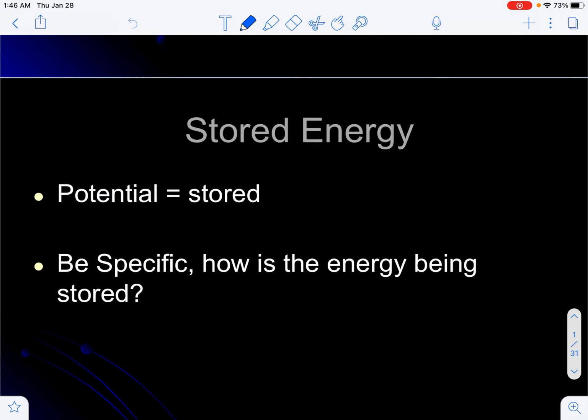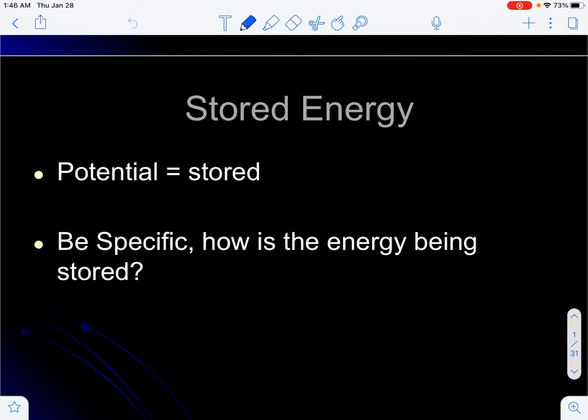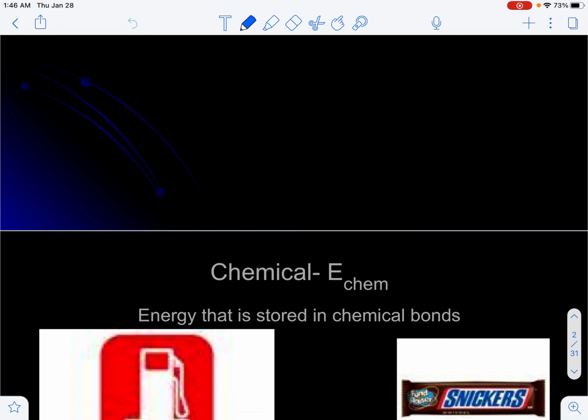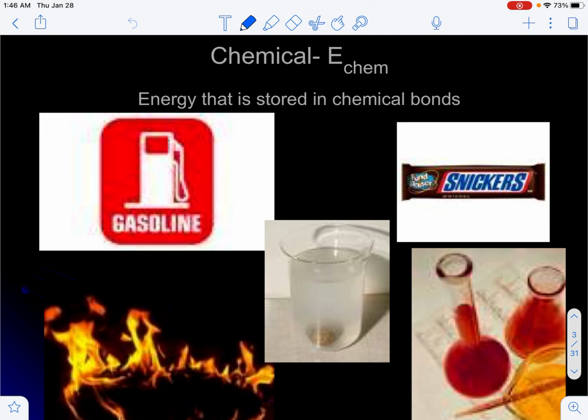The first energy we're going to talk about is stored energy or potential energy. There's a few different types of potential energy, so you're going to want to be specific as to how the energy is being stored. Is it being stored due to its height? Is it being stored due to a stretched or compressed spring? And so on. The first one we're going to look at is chemical energy.